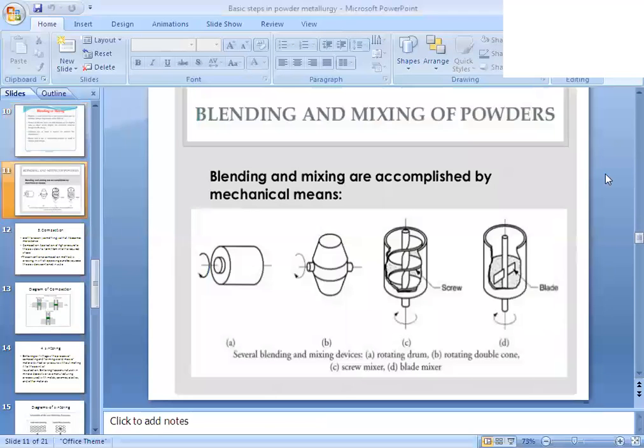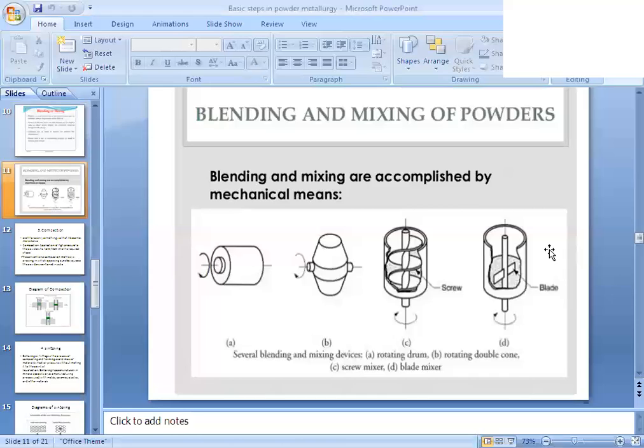See here, very important diagrams are there. Blending and mixing are accomplished by mechanical means. Mechanical means, in the previous slide we have discussed physical and mechanical. Okay, so here we are going to see the diagram. You can see it here.